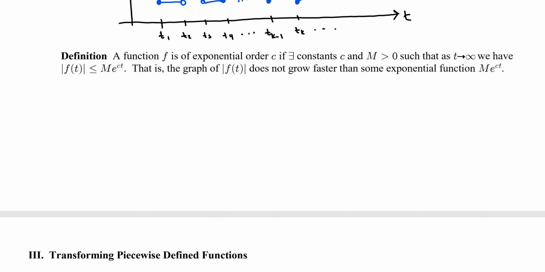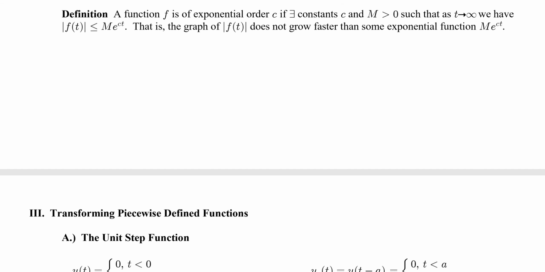The other thing we need to examine here is the definition of exponential order. A function f is of exponential order c if there exists constants c and m greater than 0, so positive constants, such that as t approaches infinity, we have the absolute value of our function is less than or equal to some multiple of an exponential function with a positive exponent. That's what it means to be of exponential order c. The graph of the absolute value of f of t does not grow faster than some exponential function m e to the ct.